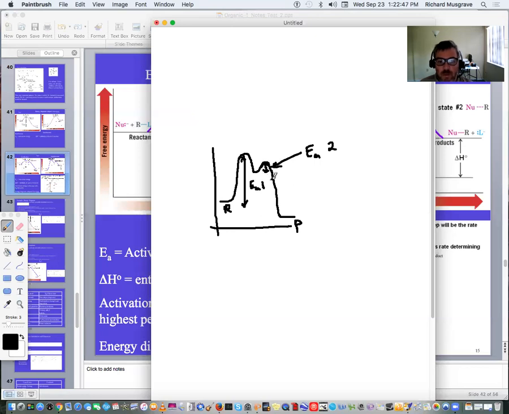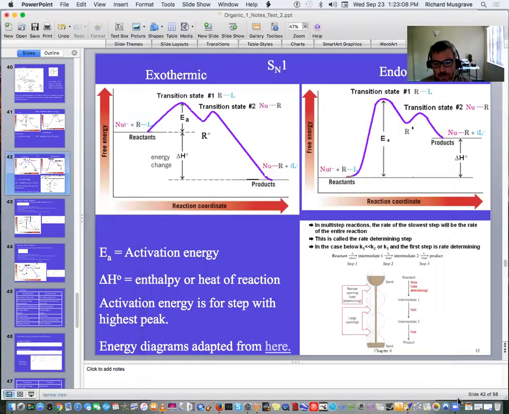the reaction, here's the thing, if it can get over EA1, then it can definitely get over EA2. So the only step that really matters for how fast the reaction is going is EA1. And we call that the rate determining step. So the first step is what we call the rate determining step because it determines the rate. It determines how fast the reaction goes.